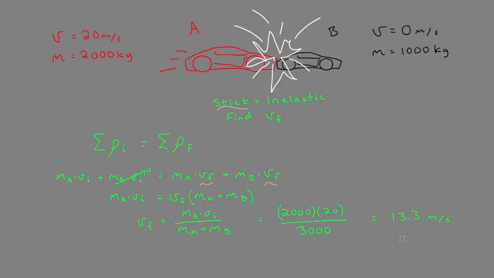So it should make sense that the final velocity is a bit slower, given that the initial velocity of car B is 0 and it's being hit with 20 meters per second. These cars should both be traveling slower than that after the collision. And so you could see it was reduced by less than half the initial speed.